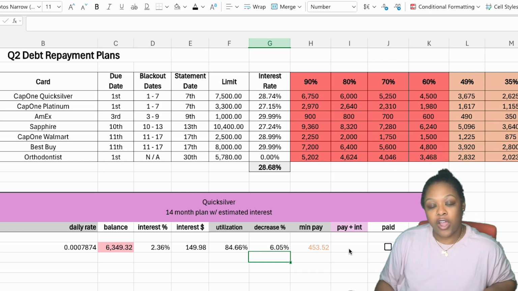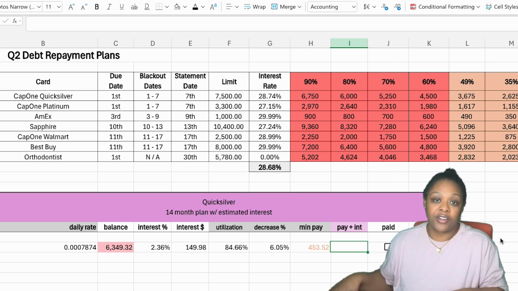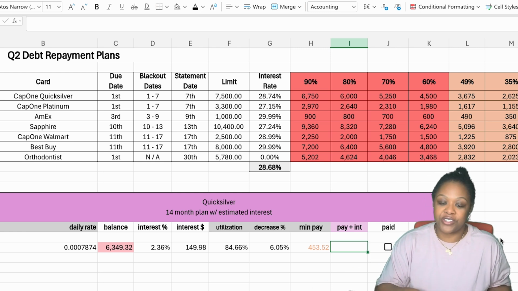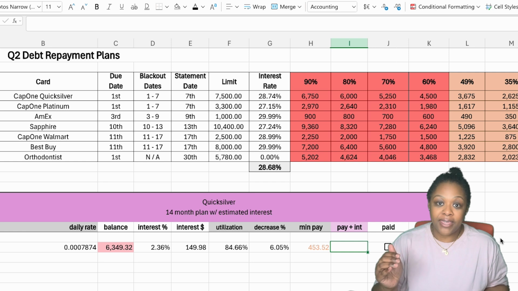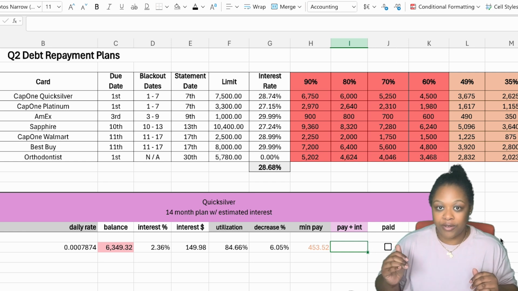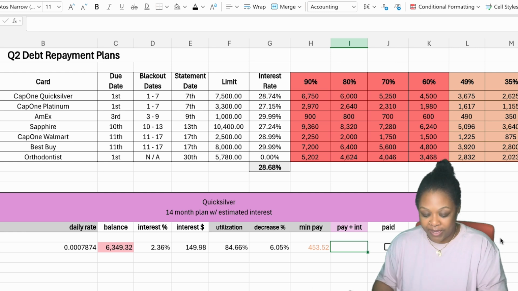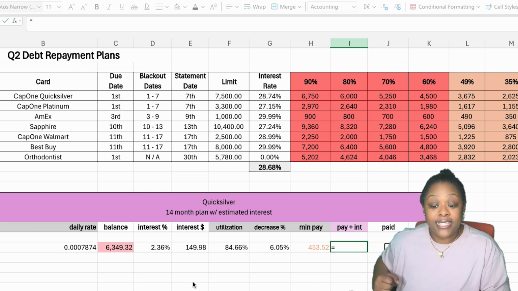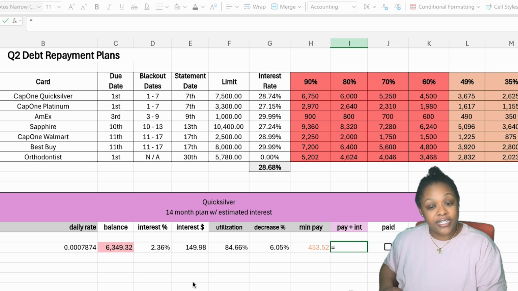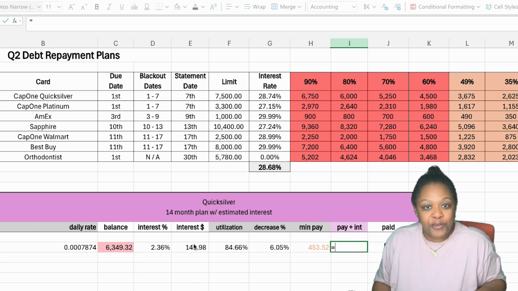But when you make that $453 payment, which is good, you also have to know that they're going to throw in what? Interest on top of that. So the impact of your payment is going to decrease by the amount of interest. So what do we want to do? We want to add that back in. So like I said, I want $453 to come off my balance. Not 453 minus 149. No.